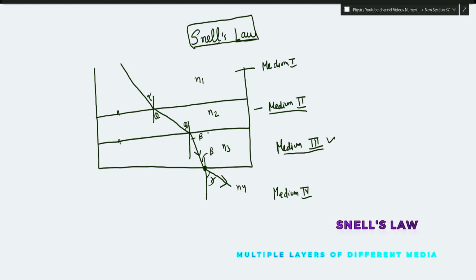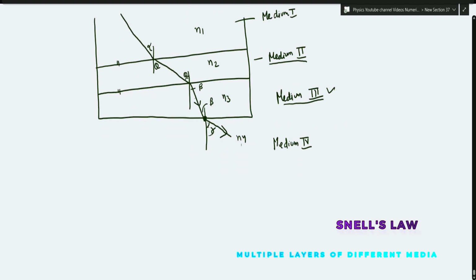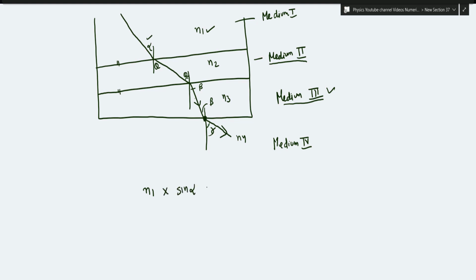One of the forms of Snell's law that you need to learn is this one. Have a look at the diagram very carefully. n1, the refractive index of the first medium, into sine alpha, the incident angle, is equal to n2 into sine theta. This is equation number 1. So this side is the incident side. The angle is included here, the refractive index is included here. Now this is the refracted side.